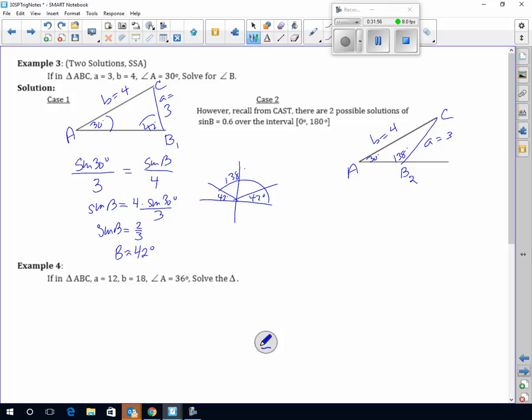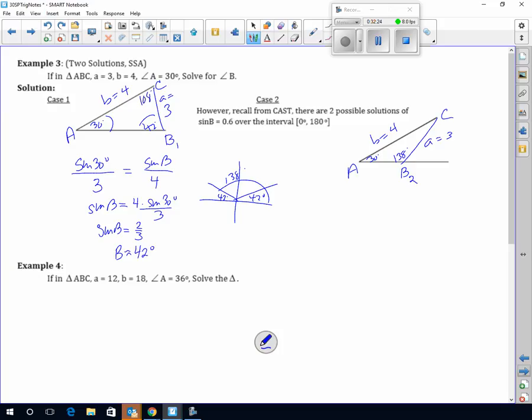Okay? So we created two triangles. We don't know which one we're talking about. That's the ambiguity. One triangle has a 30, a 42, and what's my C angle? What's 30 and 42? 72. 72 from 180 is? 108. Doesn't look like 108, but that's what it is mathematically.